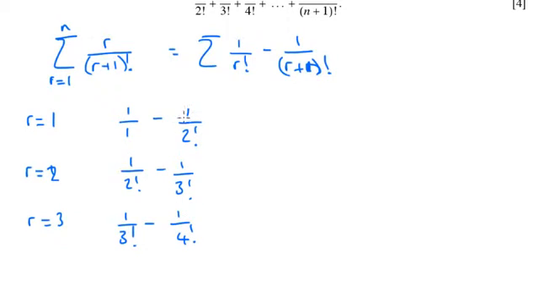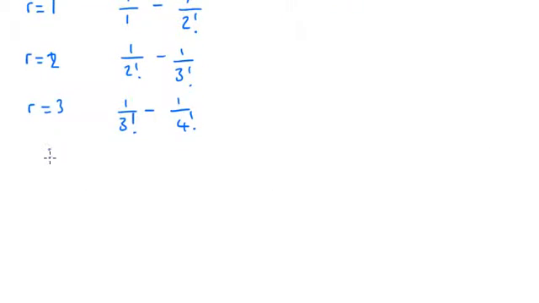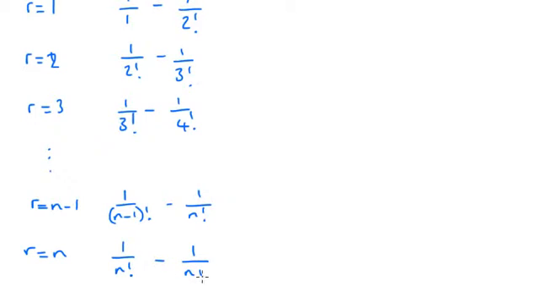And you can see that the last part of each term is going to cancel with the first part in the next term, and that's going to go all the way down to r equals n-1 and r equals n, the last term that we need to deal with. So the (n-1)th term is going to be 1 over (n-1) factorial minus 1 over (n-1+1), so just 1 over n factorial. And when r is n, the very final term is going to be 1 over n factorial minus 1 over (n+1) factorial.